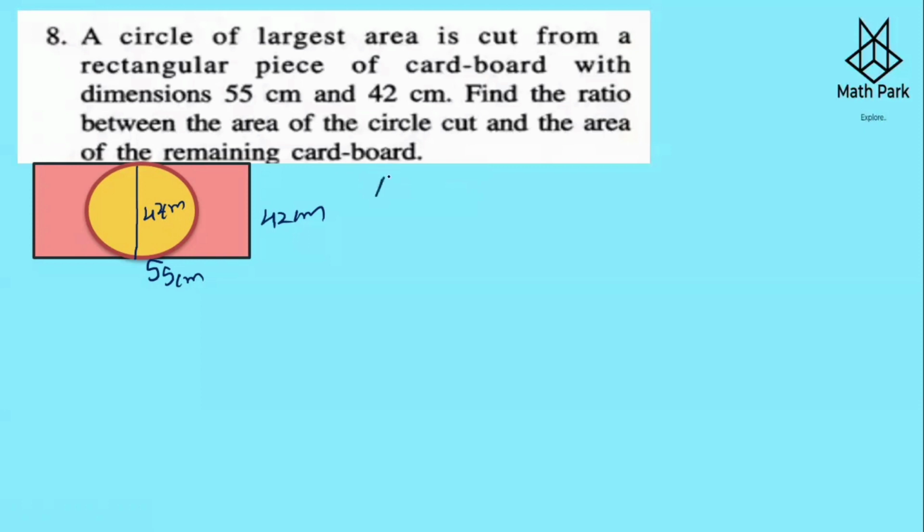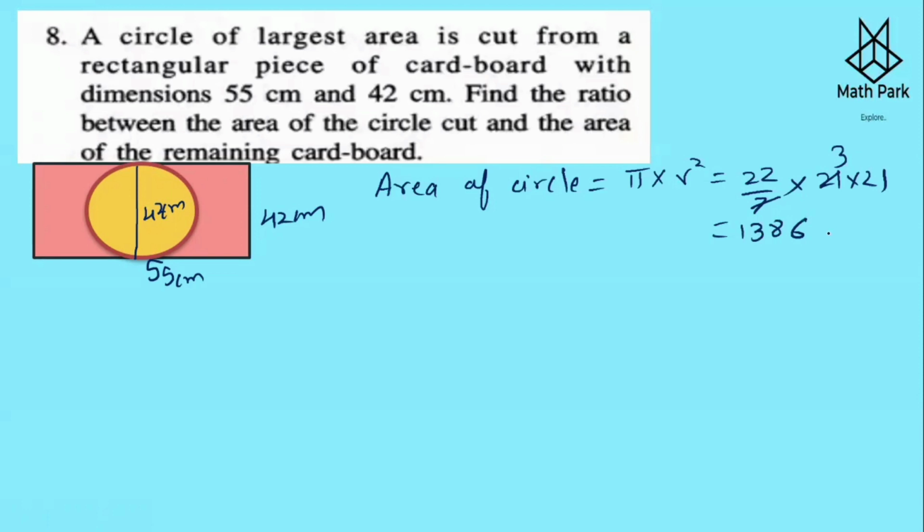So let us find the area of the circle. Area of circle is equal to pi r square. So pi into radius 21: 22 by 7, radius is 42 divided by 2, which is 21 into 21. 7 3s are 21, 22 times 3 is 66, and 66 times 21 gives 1386. 1386 centimeters square is the area of the circle.